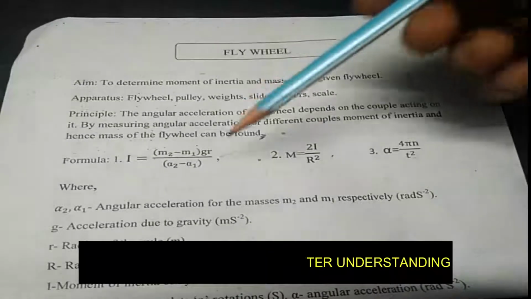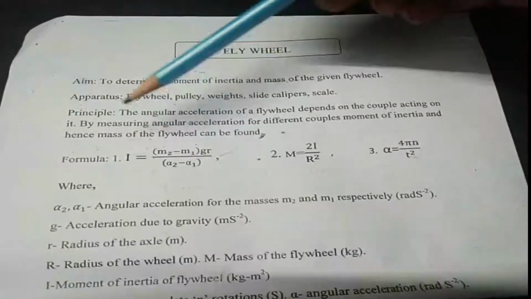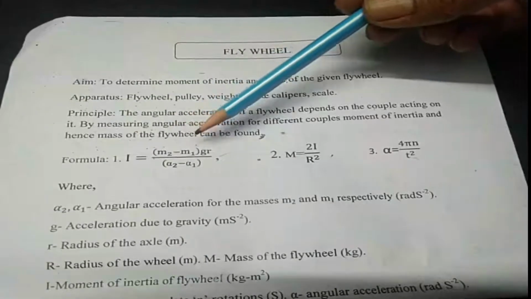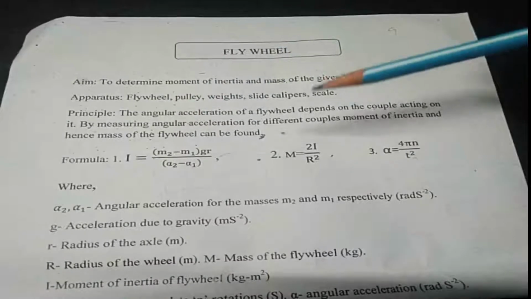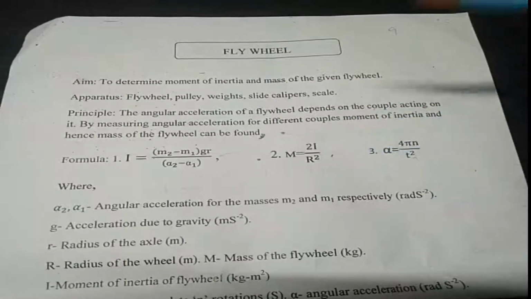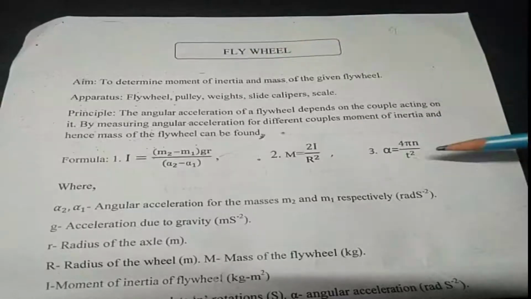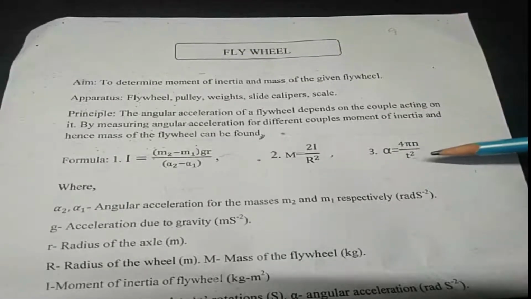So we have the formula to find the moment of inertia and mass of the flywheel like this. Moment of inertia I is given by (m2 minus m1) into g into r divided by (alpha 2 minus alpha 1), and mass of the flywheel is given by M = 2I by R square, where angular acceleration can be determined by the formula alpha is equal to 4 pi n divided by t square.